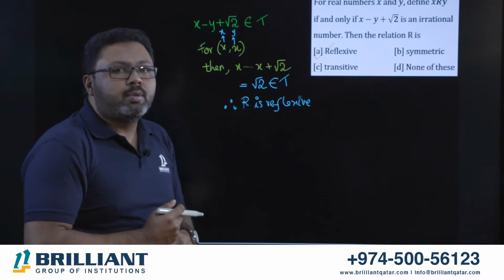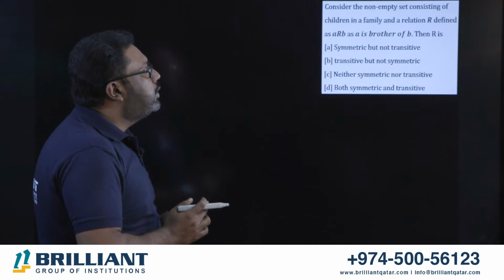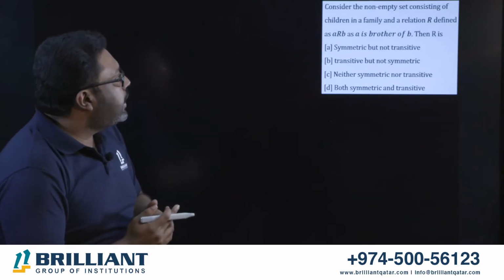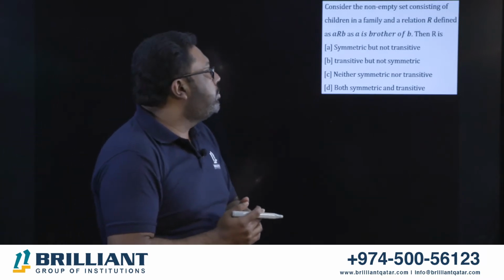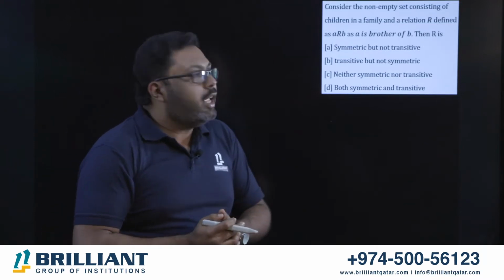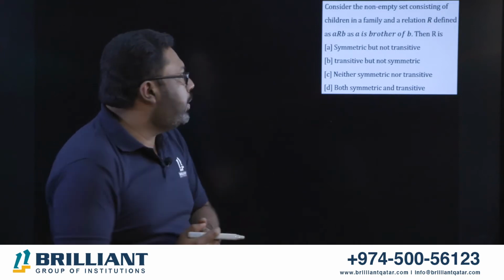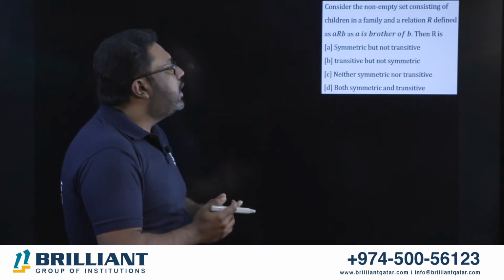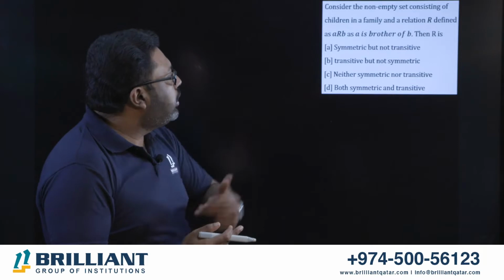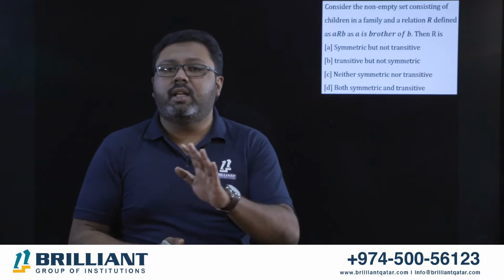I hope everybody is clear with question number 2. So let's move on to question number 3. Question number 3 says the relation that exists between A and B is A is the brother of B. And the conditions given here are symmetric and transitive. Look at the options. They are not concerned about reflexive here at all. They are only concerned about symmetric and transitive.